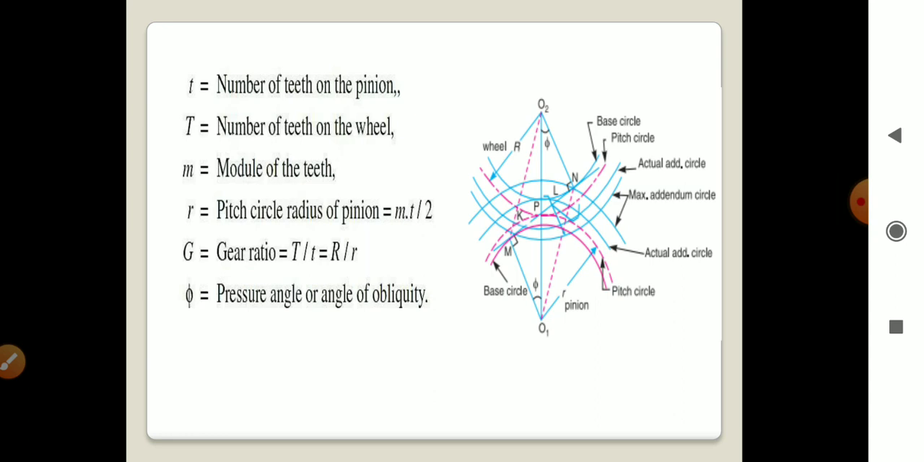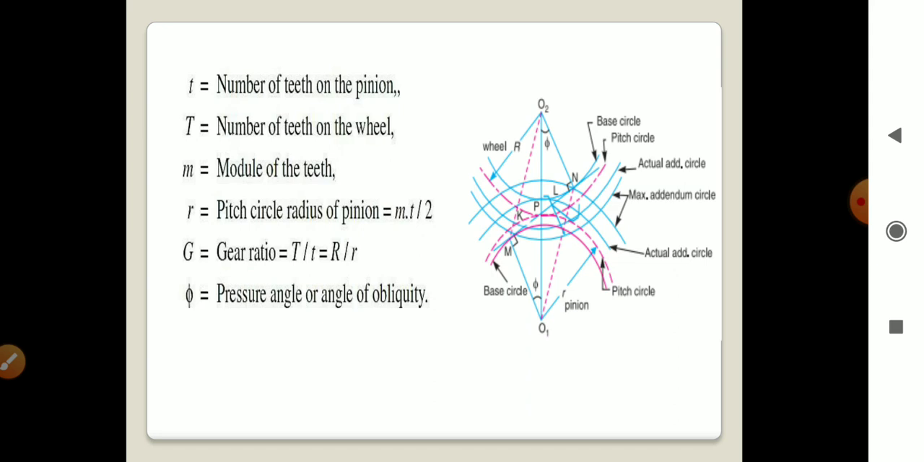Small r is equal to the pitch circle radius of the pinion. We can also find r, we know that formula, r is equal to small m into small t divided by 2, where small m is the module and small t is the number of teeth. By this equation we can also find small r, that is the pitch circle radius of the pinion.